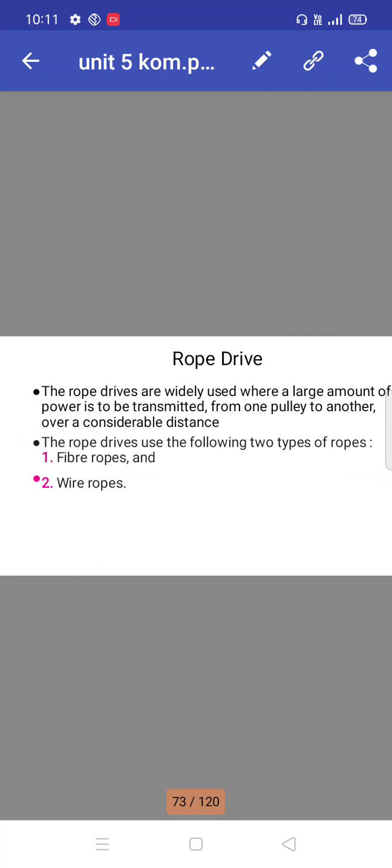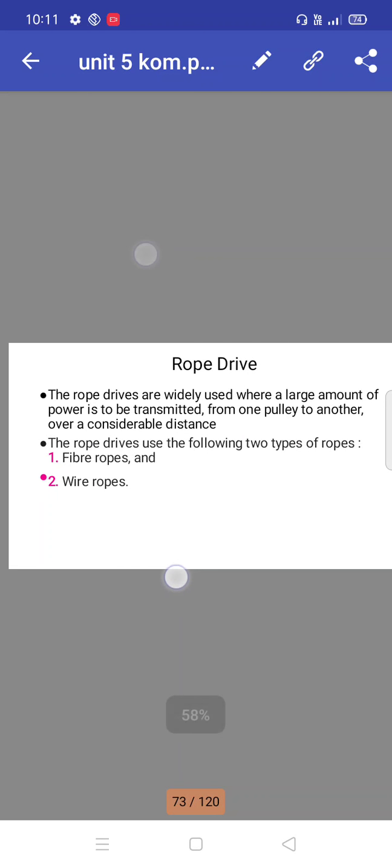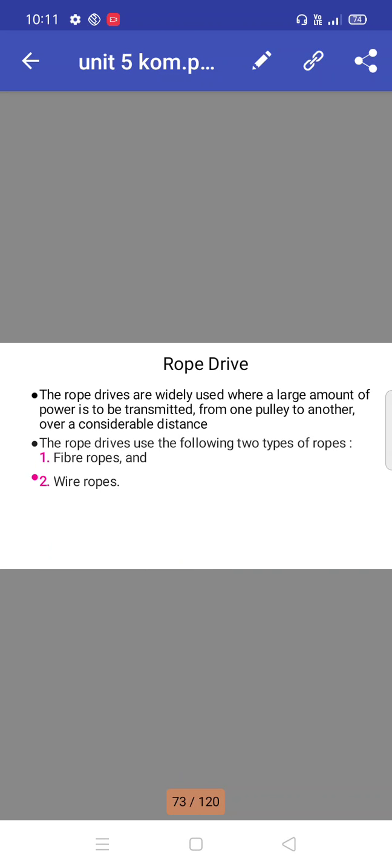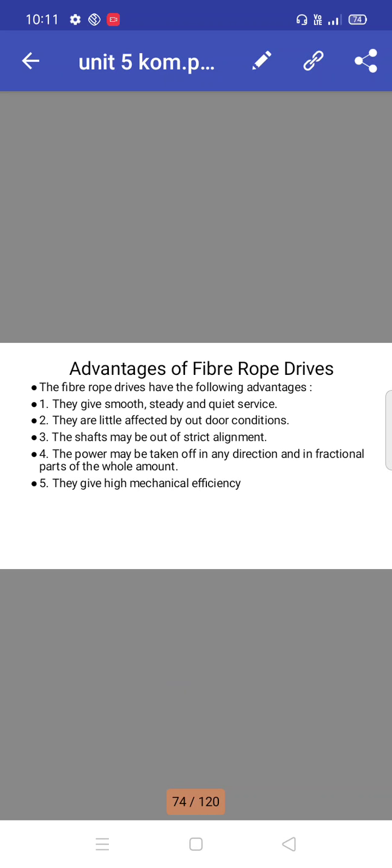Then rope drive. Rope drives are widely used where a large amount of power is to be transmitted from one pulley to another over a considerable distance. The rope drives are used in two types: fiber ropes and wire ropes. Advantages of fiber rope drives: the fiber rope drives have the following advantages.